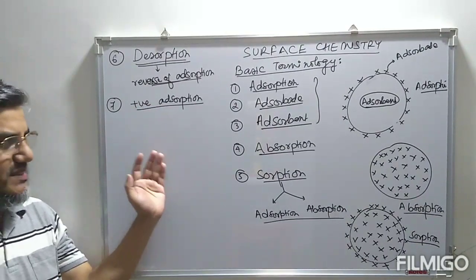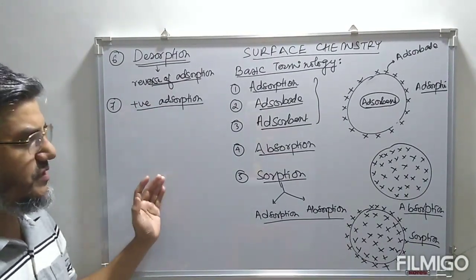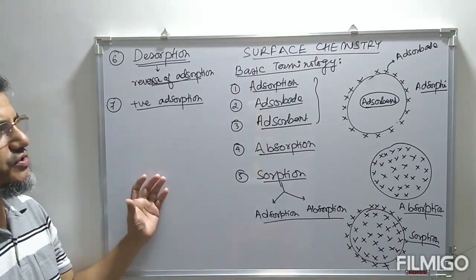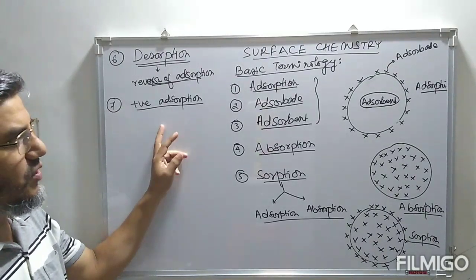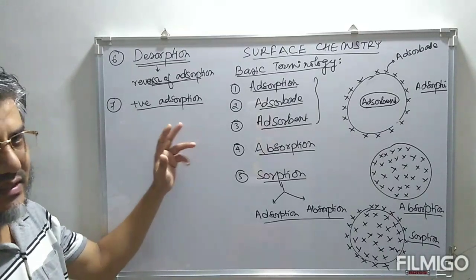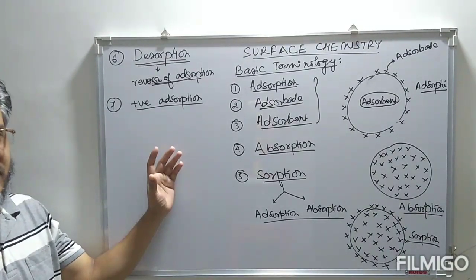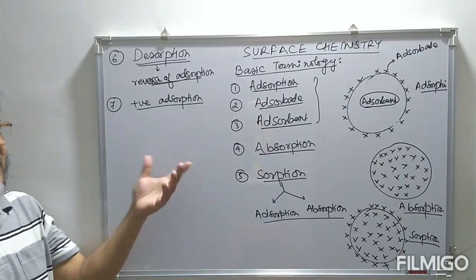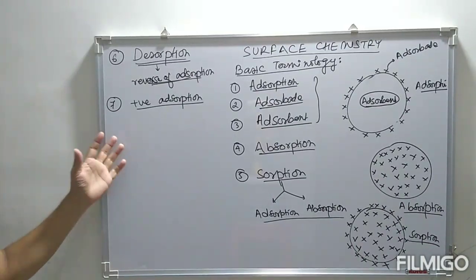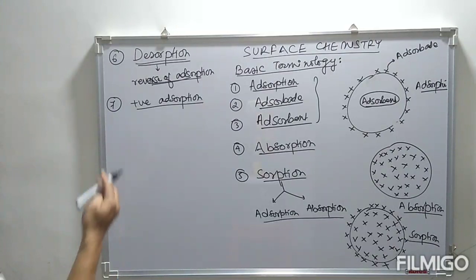Or there may be some cases or processes in which the concentration of adsorbate on the surface of adsorbent is less than the concentration of the substance in the bulk. If this is the case, then this adsorption is known as negative adsorption.